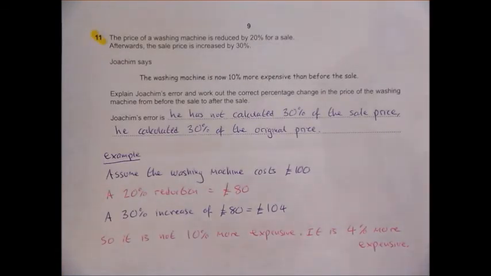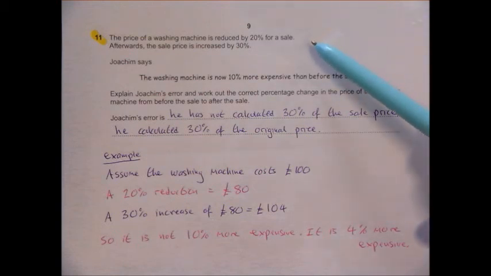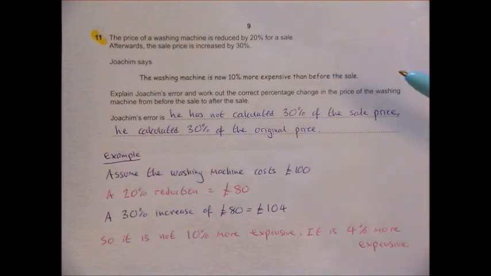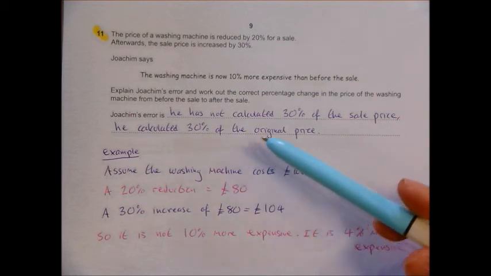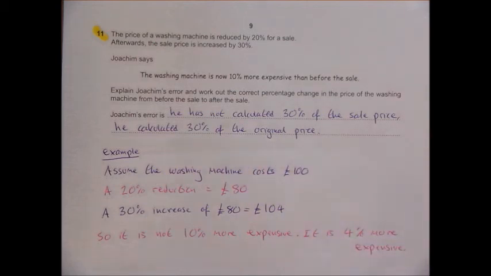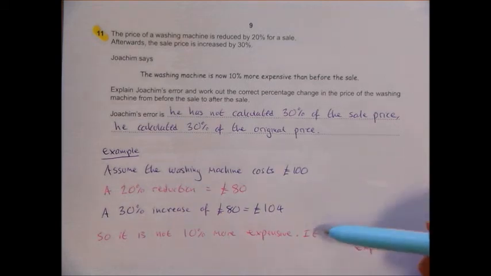Okay, question 11. The price of a washing machine is reduced by 20% for a sale, and afterwards the price is increased by 30%. Joachim says the washing machine is now 10% more expensive than it was before. So what Joachim's done is just taken off 20% and added 30%, and he thinks there's 10% difference. He is wrong. So the question says, explain Joachim's error and work out the correct percentage change in the price of the washing machine. So his error is he has not calculated 30% of the sale price, he's calculated 30% of the original price.